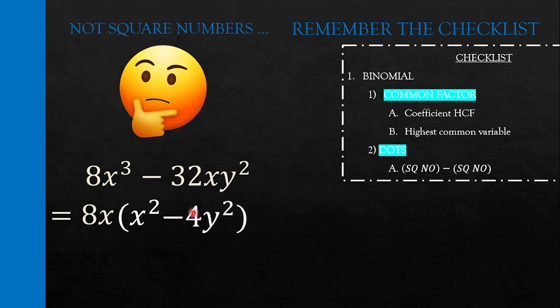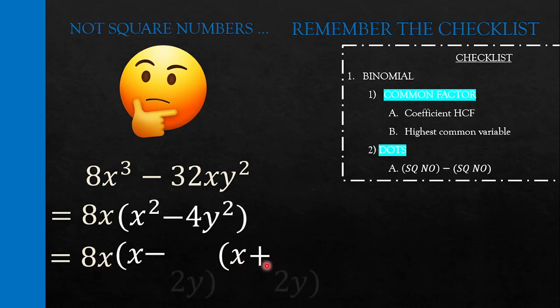Let's go back to this bracket that we've just made. x squared, that's a square number. We have a minus, and 4 is a square number, and y squared is a square number. So what have we got? We've got a square number minus a square number. So keeping that 8x in front, x squared is x and x, minus plus 2y, 2y.